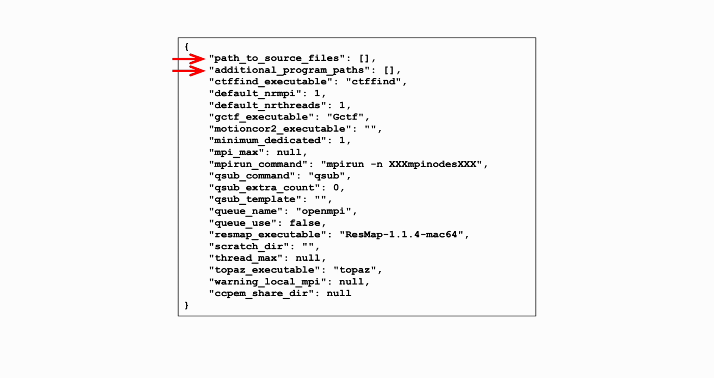Path to source files contains bashrc files that will be sourced while Doppio is running. Additional program paths contains paths to directories containing programs you want Doppio to have access to.